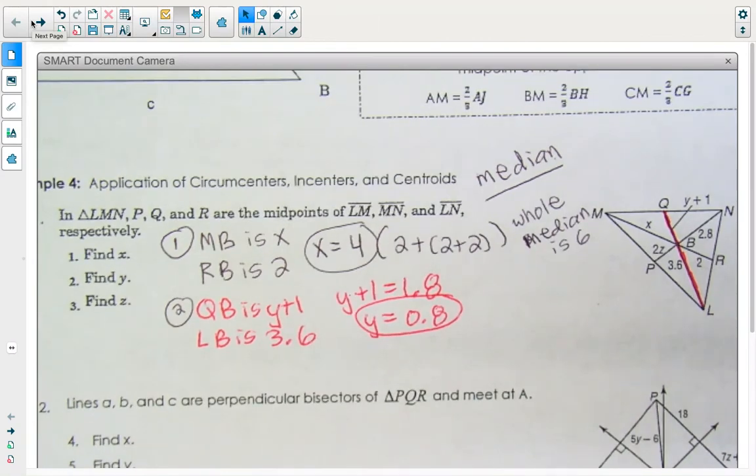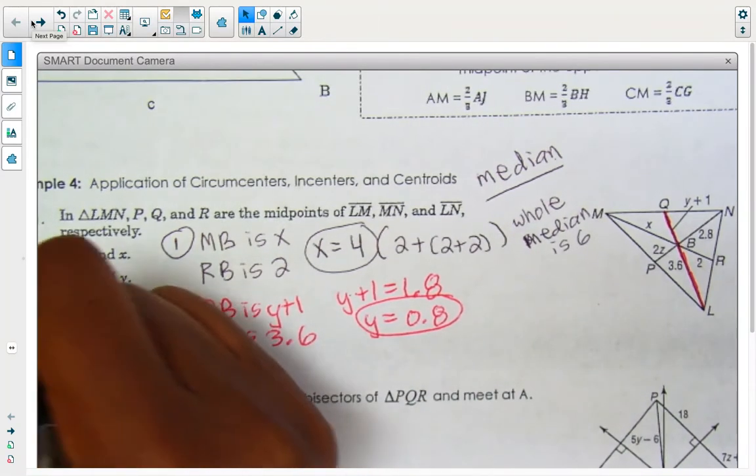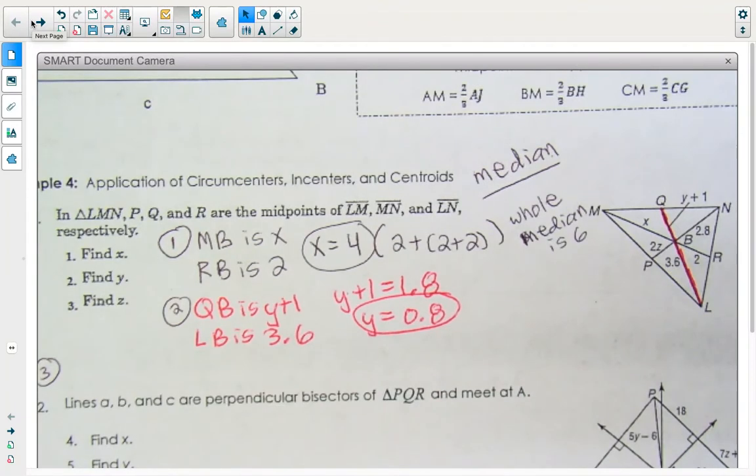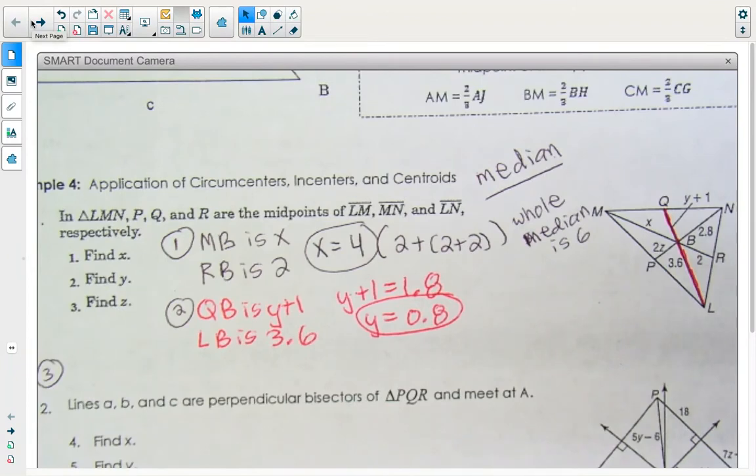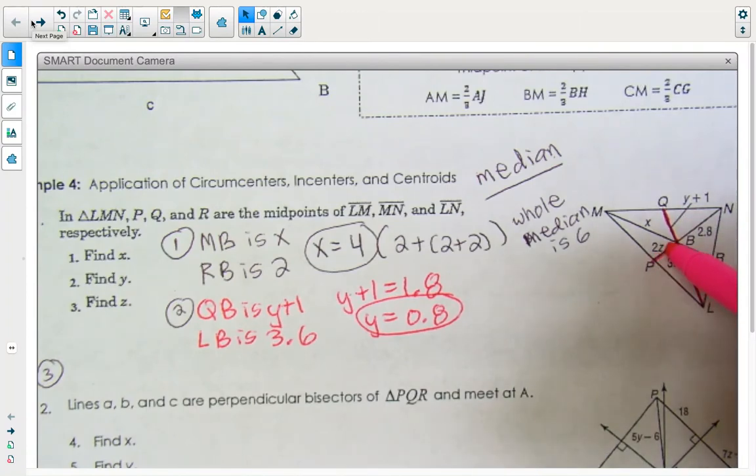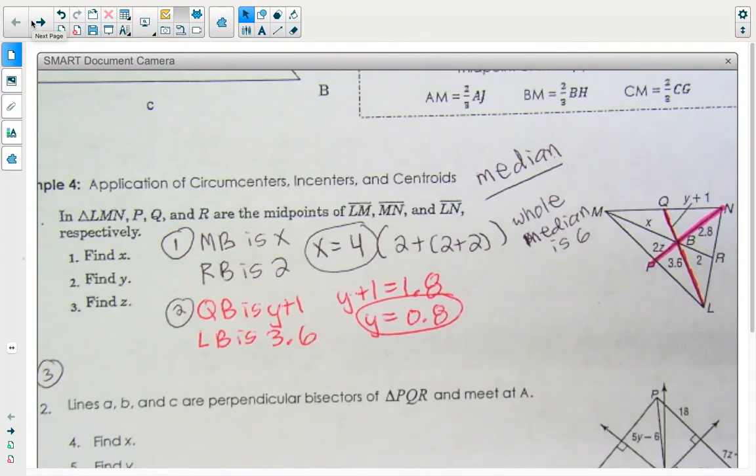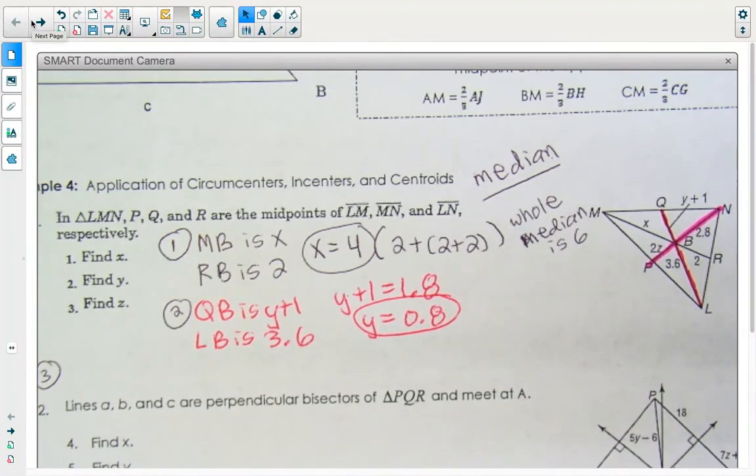And number 3, I will highlight this in my pink highlighter. Hopefully it'll show up. Well, hopefully it doesn't take up too much space on my picture here. So this time I'm trying to find Z. So this time I'm looking at this median. I'm looking at this one right here. So that's what I just highlighted in that pink color there. So this time I know that PB is 2Z.